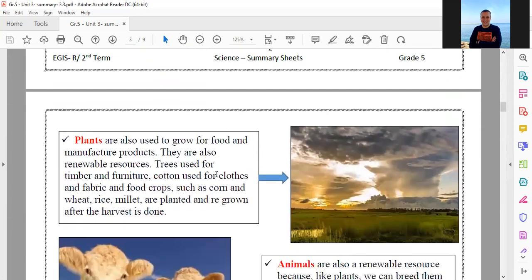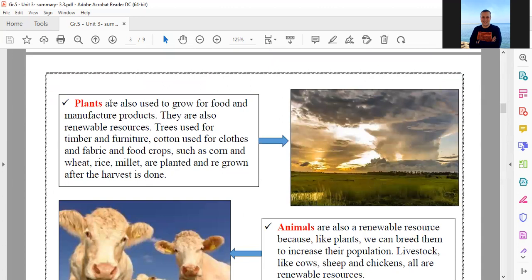Okay, what else? The plants. Plants are also grown for food and to manufacture products. Yes, some plants are used in industries and they are used as food. They are also renewable resources. The trees are used for timber and furniture. Yes, we use the wood of the trees to make furniture.